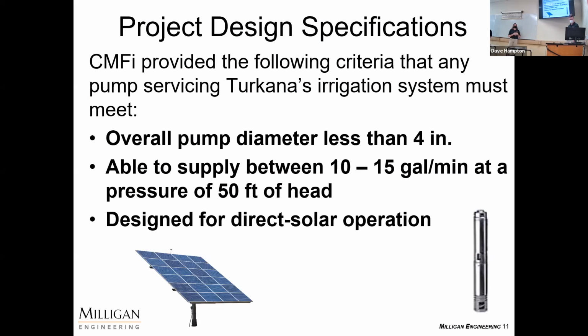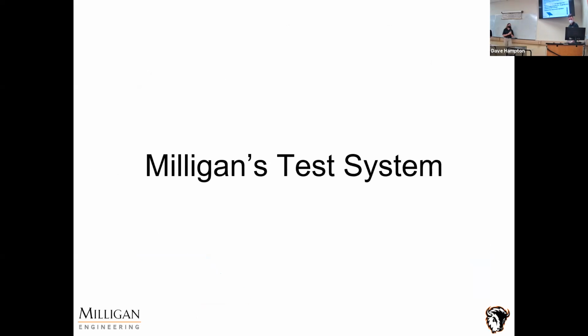We're going to talk about just our project design specifications. These specifications were from CMFI to us, and these are the constraints and the specifications that we had to construct our whole project around. So the system in Turkana must meet these criteria: the overall pump diameter less than 4 inches. It needs to supply between 10 to 15 gallons a minute at 50 feet of head, and it has to be for DC solar operation, which is direct solar.